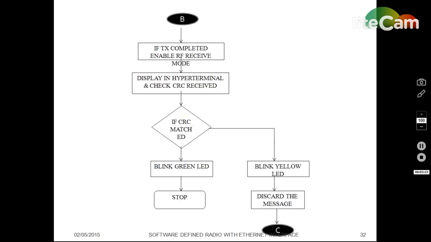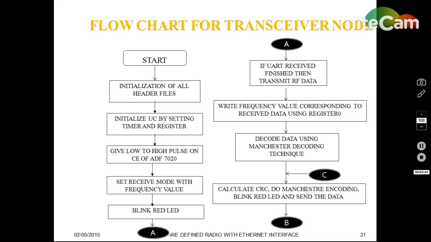If the data transmission is completed, then enable the RF receive mode, display the same in the hyperterminal, and check the CRC received. If the CRC is matched, then it will blink the green LED. That means the receiver will receive the data and will stop the communication. If the CRC does not match, then it will blink the yellow LED and discard the message. Then it will go to the next upper section C.